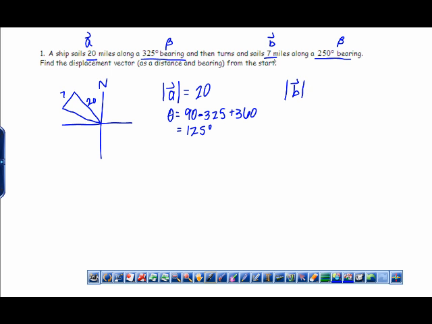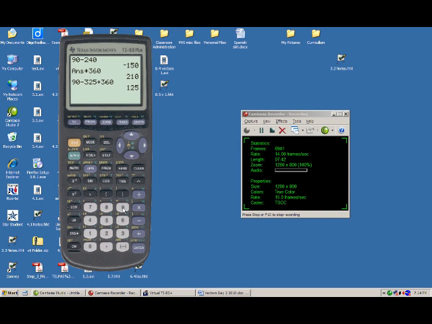Okay, now let's think about my other vector, vector B. So I know that the magnitude of vector B is 7, and I know that the theta for vector B should be 90 minus 250. And again, this is going to give me a negative number, so I'm going to have to find the coterminal angle by adding 360. So 90 minus 250 plus 360. I get 200.